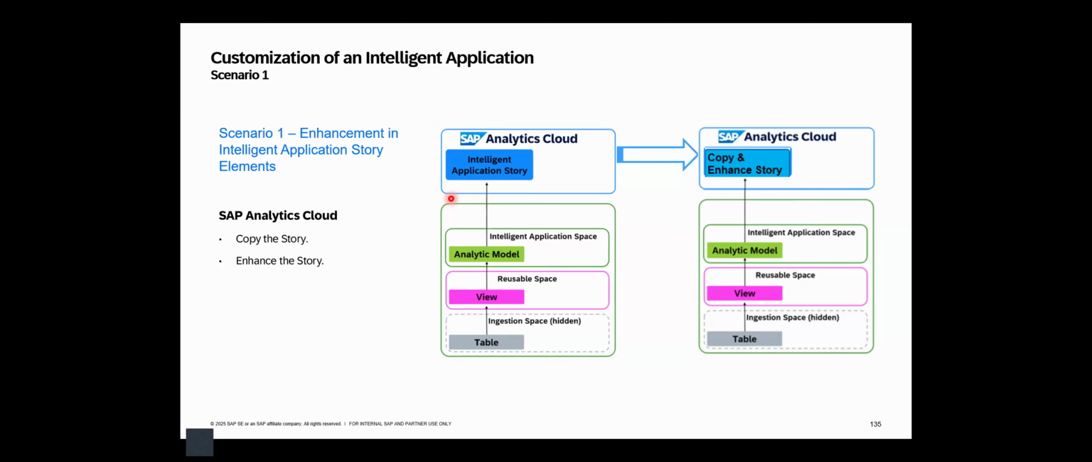So the easiest way to enable enhancement is to copy the SAP Analytics Cloud story into a new story and then enhance or adjust this copy. While adjustments are done in the front end layer, the underlying models in Datasphere remain the same. So that was scenario one.